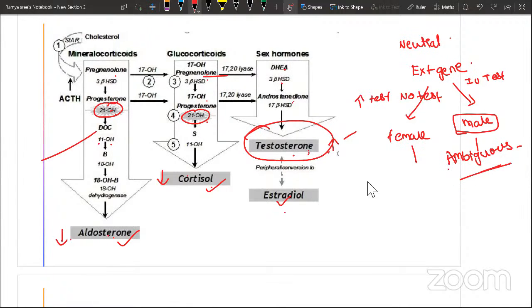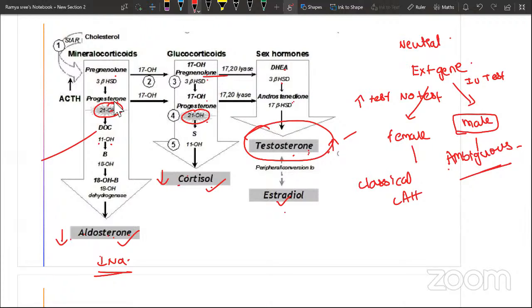Apart from ambiguous genitalia, the classical CH can also have, as there is decreased aldosterone, salt wasting. So sodium cannot be conserved, so they'll have decreased sodium. So salt wasting. And they'll also have symptoms of decreased cortisol.